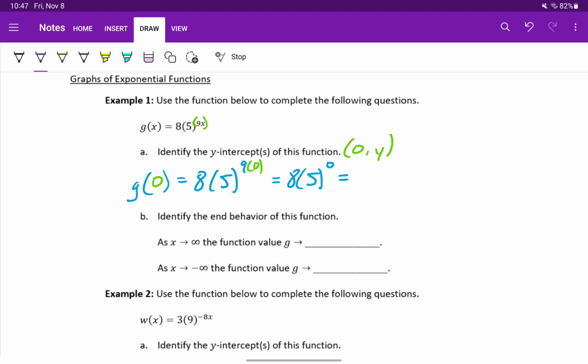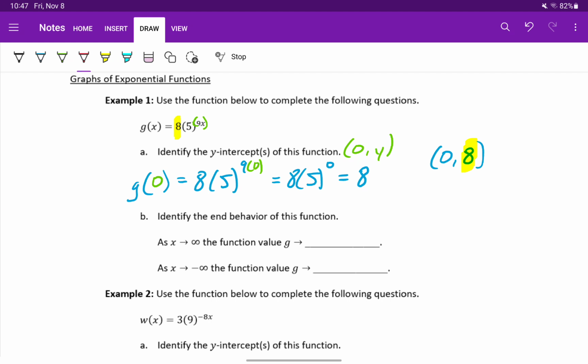Anything to the 0 power is just 1, so we'll end up with 8 times 1, or 8, as our y-coordinate. Our y-intercept then occurs at the point 0, comma 8. And if we notice, this value is exactly the same as the initial value in our original function. As long as we have a function of this form, that will always be the case. The initial value will give us the y-coordinate of our y-intercept.